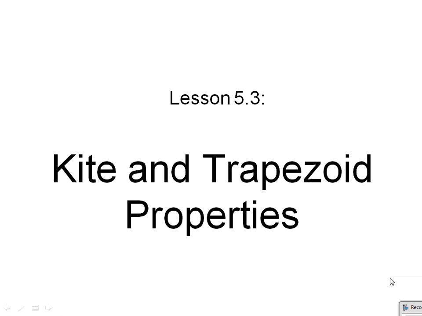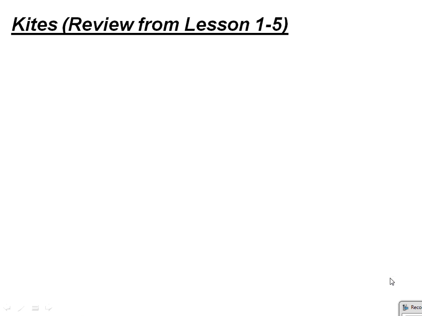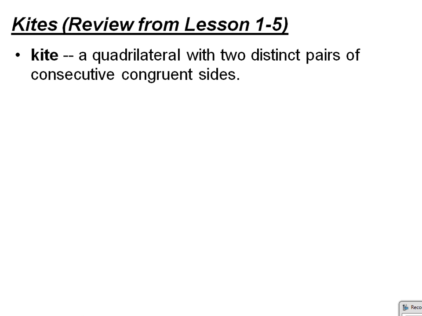Lesson 5.3 on kite and trapezoid properties. Now we'll start with a quick review of kites from Lesson 1.5. A kite is a quadrilateral, a four-sided figure, with two distinct pairs of consecutive congruent sides.